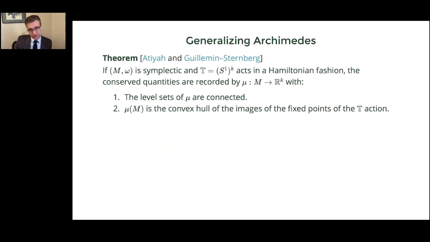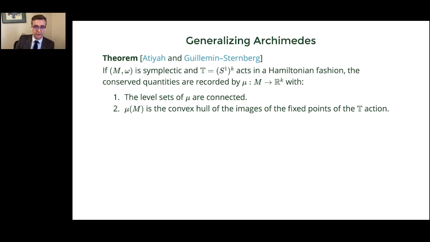And okay, I can generalize from circles to products of circles in an obvious way: each factor in the product gets a function. So overall, I get a vector valued function. And so if I have a symplectic manifold and a Hamiltonian torus action, so now instead of a map to R, I get a map to R^k for some k. Then Atiyah and Guillemin-Sternberg proved this fantastic theorem, which is really a marvel of late 20th century mathematics.